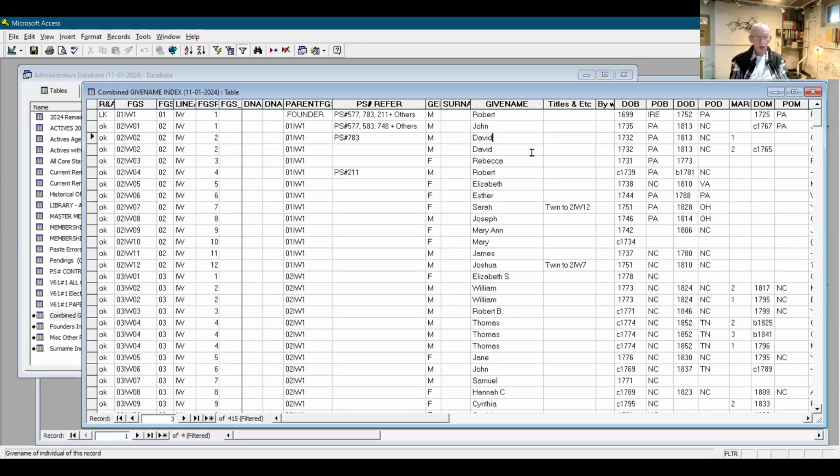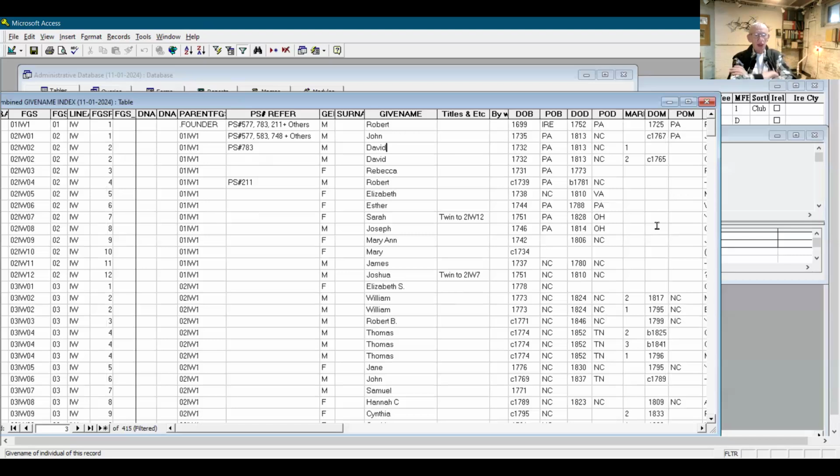Her birth certificate said Catherine, but she always knew herself as Kay, Kay, period, end of sentence. So Kay and Catherine would have two entries in this index: one for the name that she always knew herself by, and one for her actual legal name. In this next column, we have titles, etc.